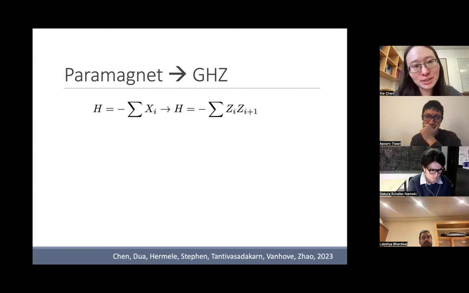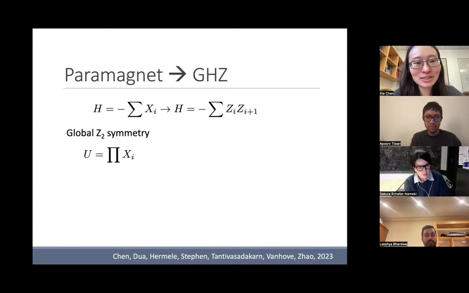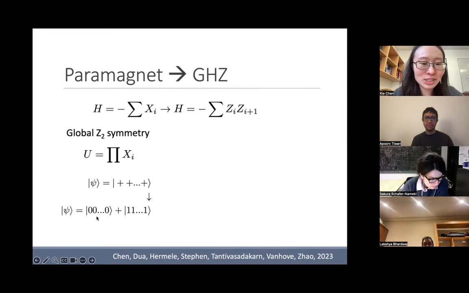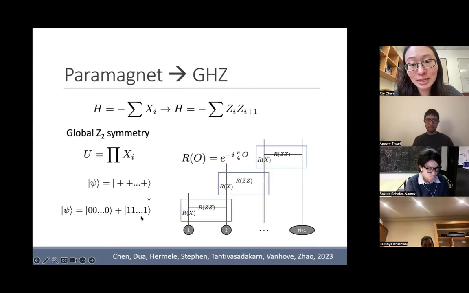And the reason we did it this way is because, as I showed you, the first paper we wrote was about how to map between gapped phases. So we had a solution to this problem of how to map between a symmetric phase and a symmetry breaking phase in a 1D system. This system of course has a Z2 symmetry, and we want to map between the product symmetric state and the GHZ symmetry breaking state, and we came up with a circuit for it.